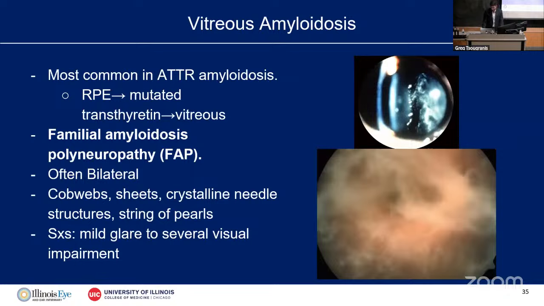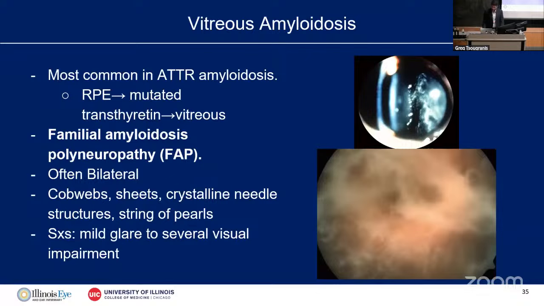And then again, most pertinent to our patient presentation is vitreous amyloidosis. As I mentioned earlier, it's most commonly seen in the ATTR transthyretin mutant amyloidosis. And in regards to the pathogenesis, the RPE actually manufactures transthyretin itself and can also manufacture the mutant type and release it into the vitreous. The other main source that causes systemic transthyretin amyloidosis is the liver, and many of these patients who have systemic manifestations often undergo liver transplantation.